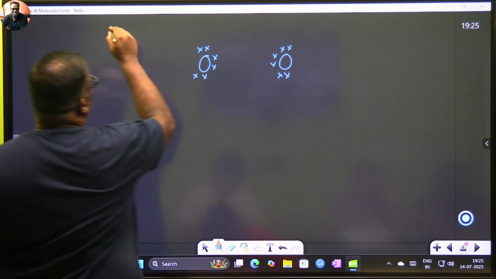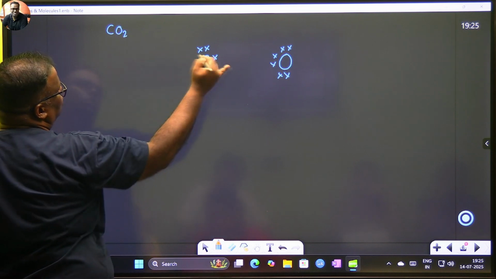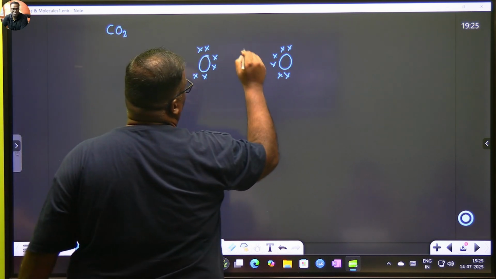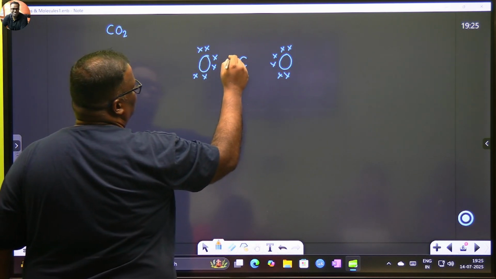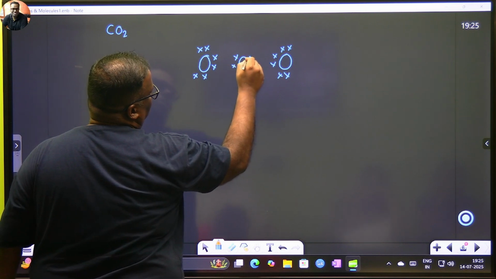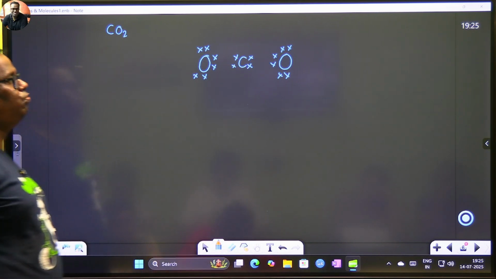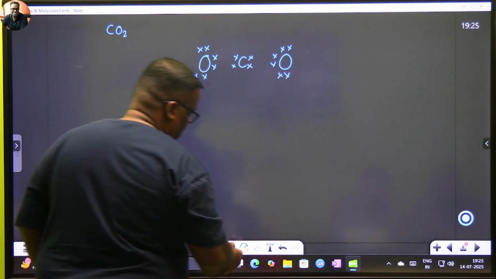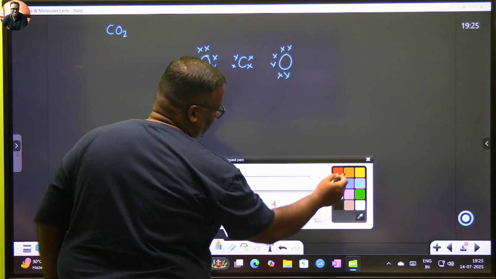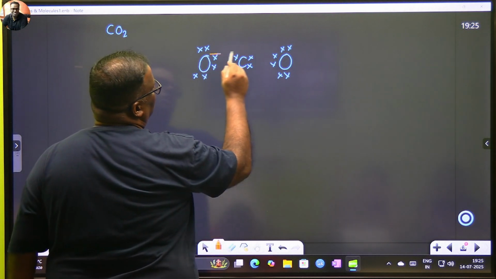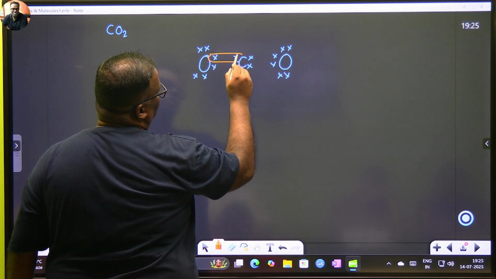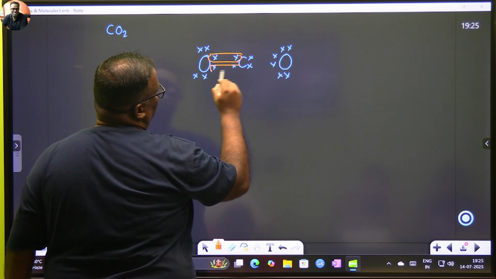So we are looking for CO2. These are the two oxygens, and we have C. And how many electrons does carbon have? 4 electrons in the outermost orbit. Carbon is 6, 2, 4. So look at the bonding. How does the bonding happen here? They will share this pair of electrons, and they will share this pair of electrons also.